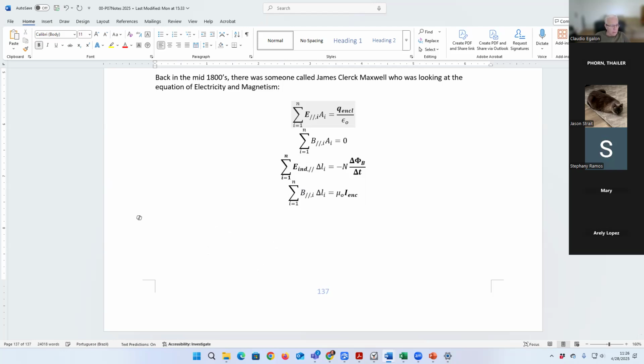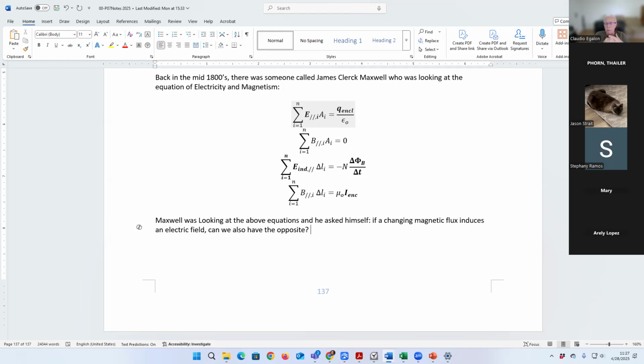Maxwell was, let's write that down here. Maxwell was looking at the above equations, and he asked himself, if a changing magnetic flux induces an electric field, can we also have the opposite? Okay? Can we also have the opposite?